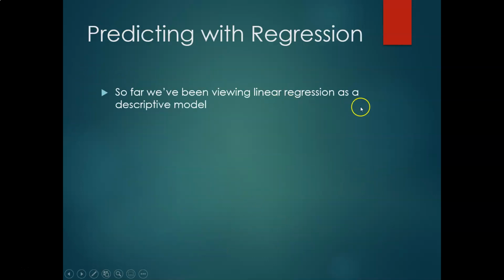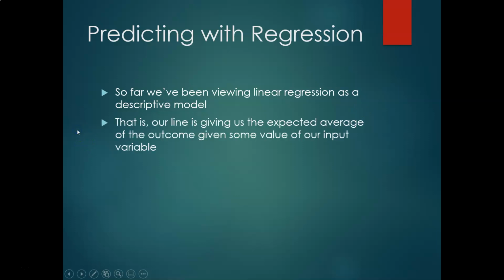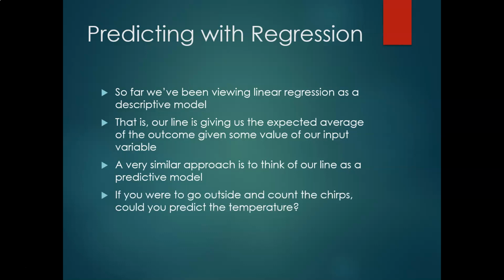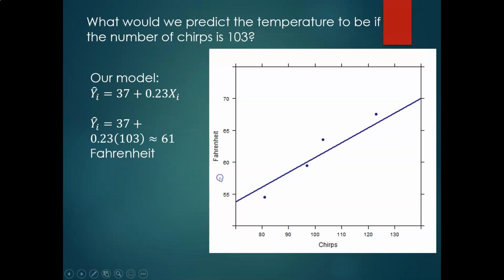So we've been viewing linear regression as a descriptive model. That is, our line is giving us the expected average of the outcome given some value of the input variable. A similar approach is to think of our line as a predictive model. So if we were to go outside and count the chirps, could we predict the temperature? Here's an example of how we could do this. What would we predict the temperature to be if the number of chirps is 103?